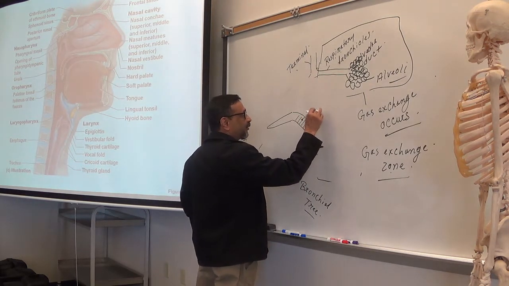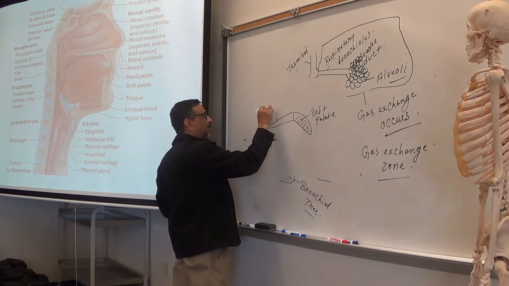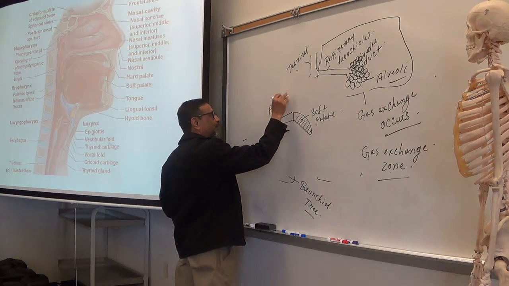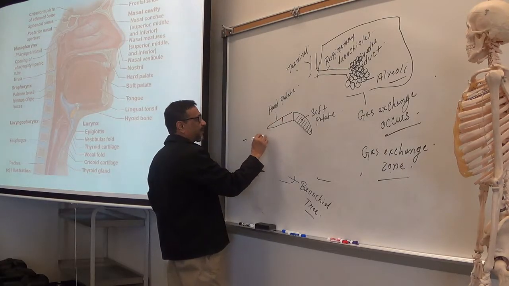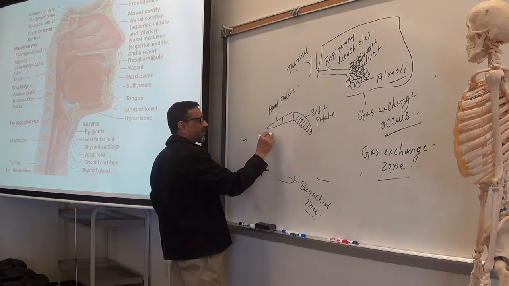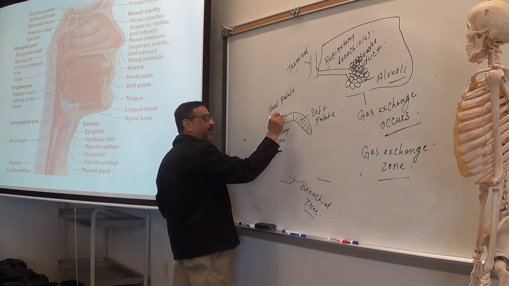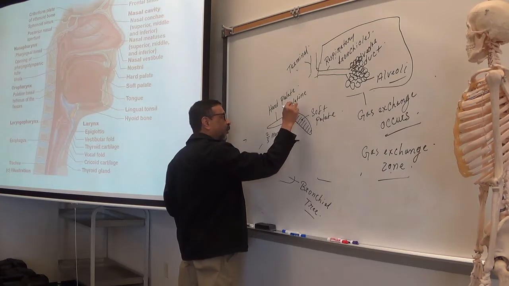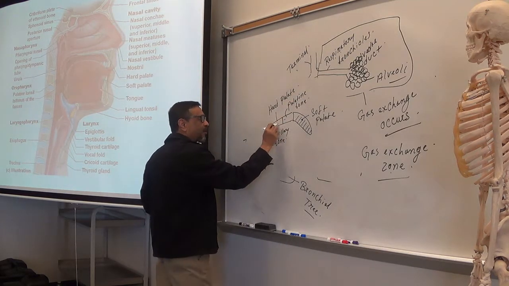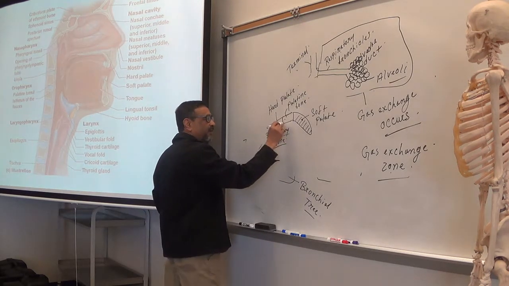This is soft palate, and this part is hard palate. The anterior part, two-thirds part of hard palate is by maxilla. And posterior one-third hard part is formed by palatine bone. So these two bones form the hard palate. The front part is maxillary bone and back part is palatine bone.